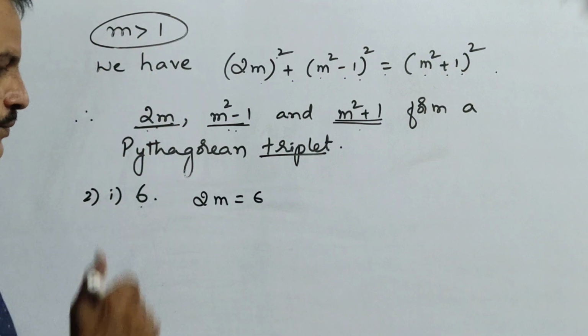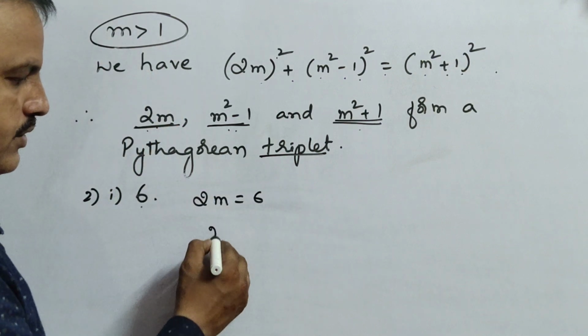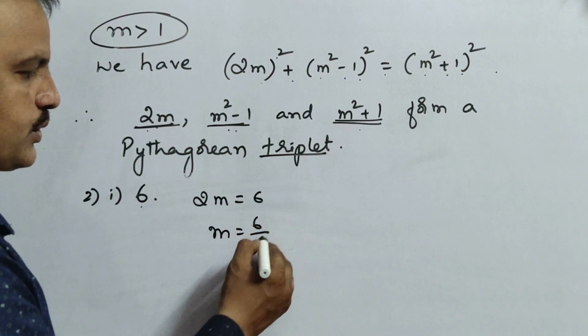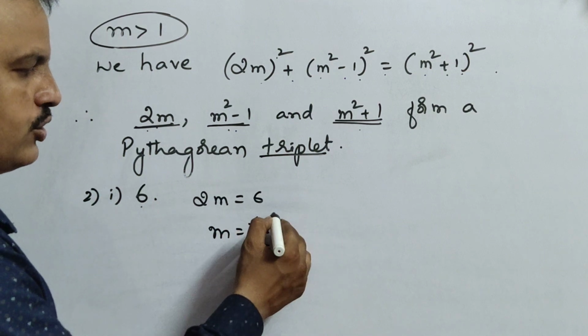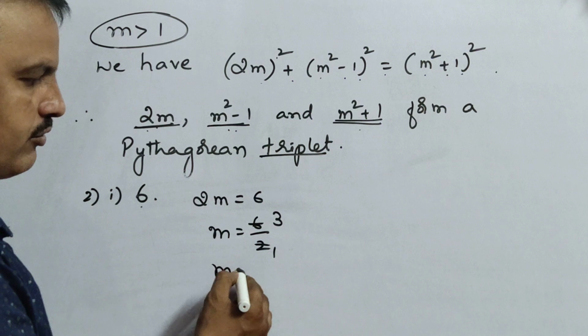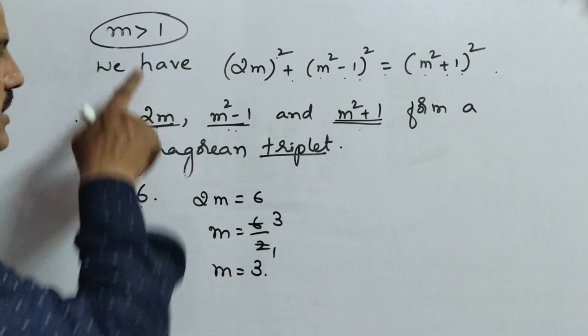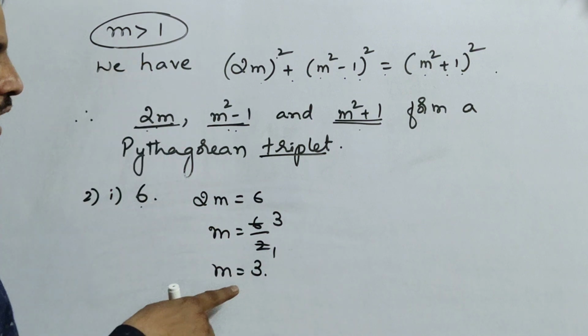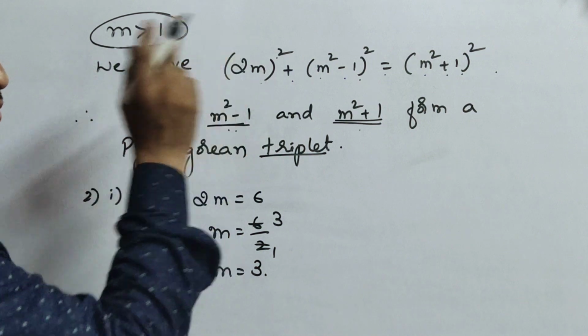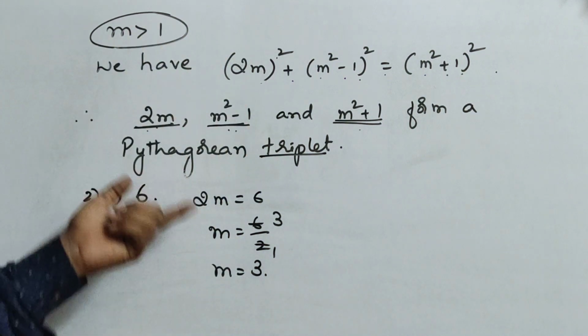Okay, let's check. 2m equals 6, m equals 6 by 2. So 2 ones are 2, 2 threes are 6. So m equals 3. So m is greater than 1. Okay, so I can proceed now with this formula. The remaining also I can find very easily.